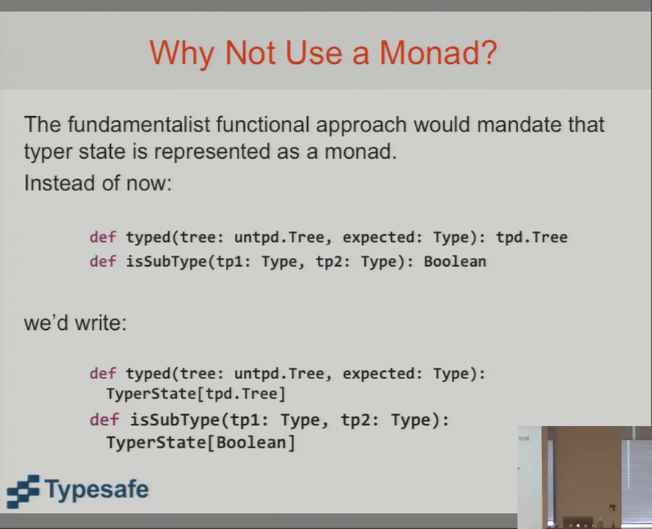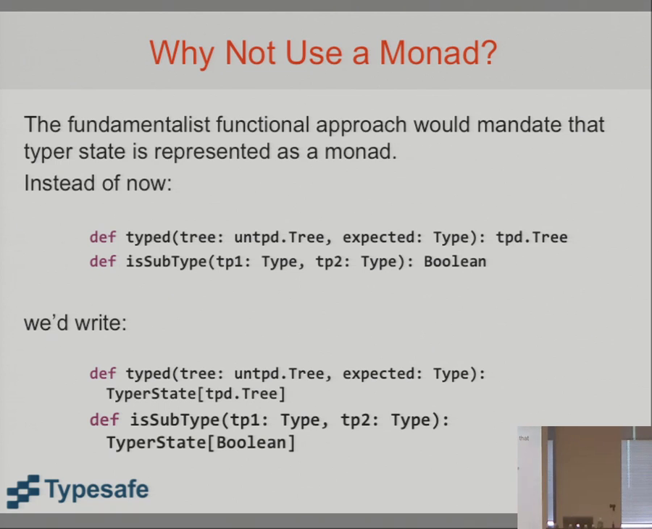Because here you have two typical functions in that compiler. The first function is typed. It takes a syntax tree, called an untyped tree, and an expected type and gives you back a typed tree. So that's my type checking function. And I have a lot of them for different forms of trees and things like that. And another function which is quite typical of what I do is the subtype function, which says, well, is this type a subtype of that other type? So that's this extends or conforms relationship.